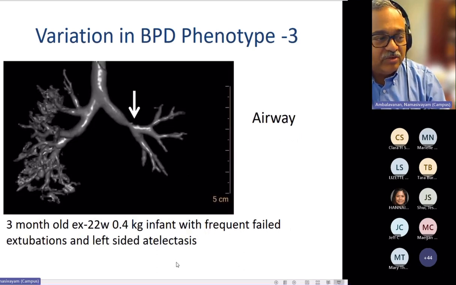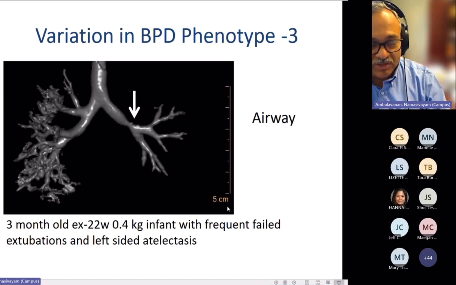This is a third infant who was also 3 months old, ex-22-weeker, 400 grams at birth, who kept failing extubation multiple times. And finally, we did a chest CT with 3D reconstruction, and you can see the marked narrowing of the left mainstem bronchus. And this infant also had persistent left-sided atelectasis subsequent to that. So this is an example of the airway phenotype. So again, you may have tracheobronchomalacia, you could have small airway disease, or varying combinations of that as part of the airway phenotype.